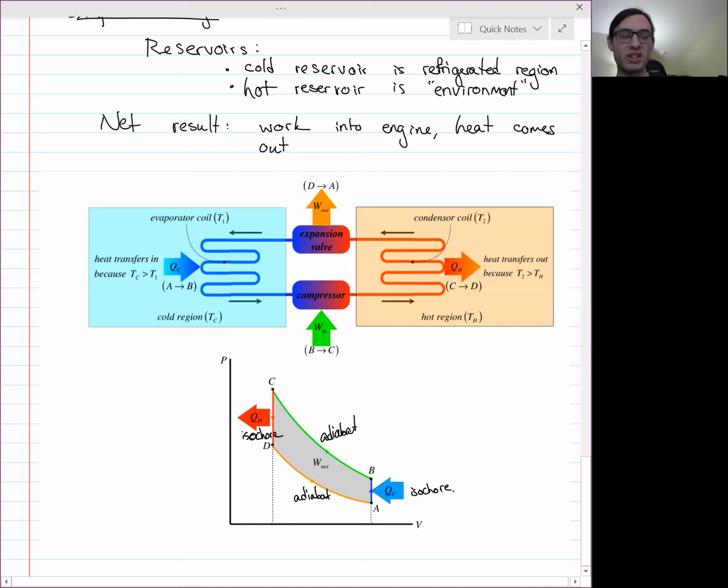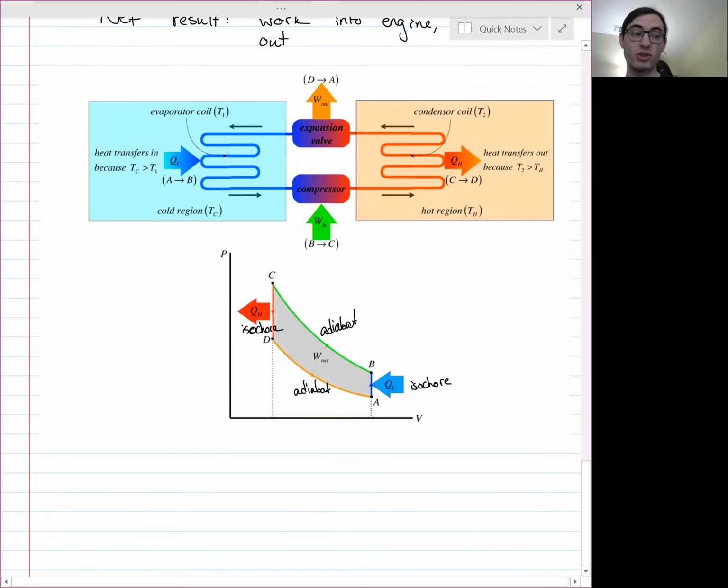Now, this is not how an actual real-life refrigerator works. It's just a model. There are some fairly large practical problems with this. The first is that the expansion requires that the temperature get lower than the required low temperature of your refrigerator, which is difficult to do. It means you need a lot of expansion space, so it would be a large device. And second, you need your compressor to be very strong to heat up the gas to be hotter than your environment.